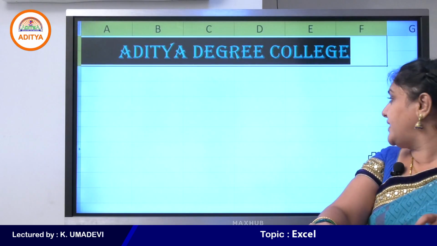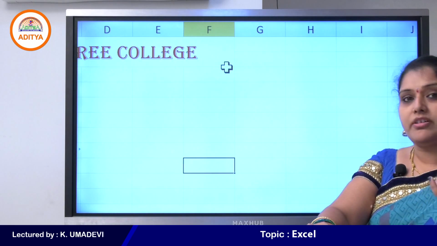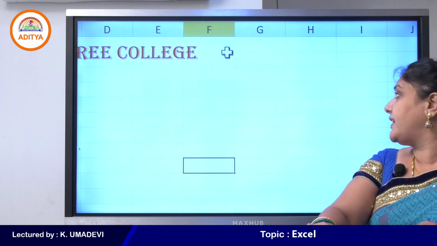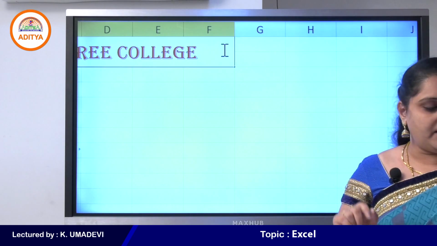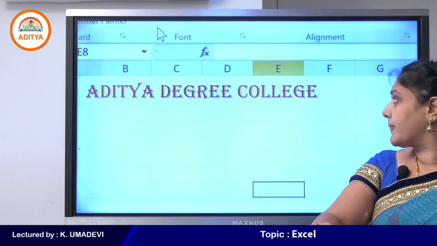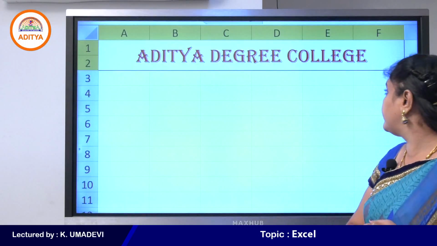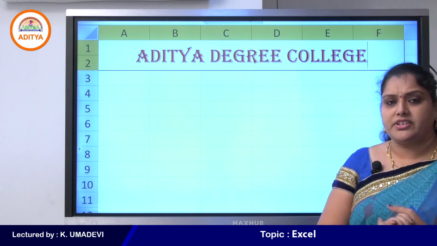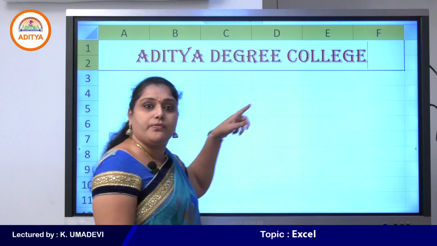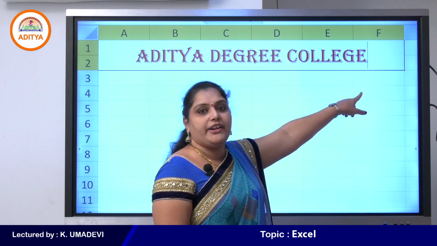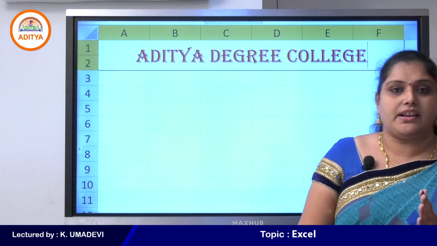So what is the shortcut method? If you want to edit or enter a new line or new data in an existing cell, double click on the particular cell, or else just click on the cell and press F2. Just observe the screen, students. When you press F2, the cursor will be located at the end of the cell value. So that is the shortcut key to edit the contents in a cell, F2.